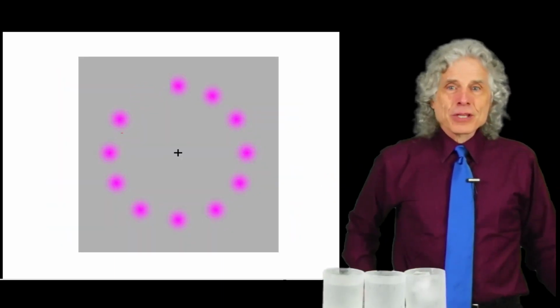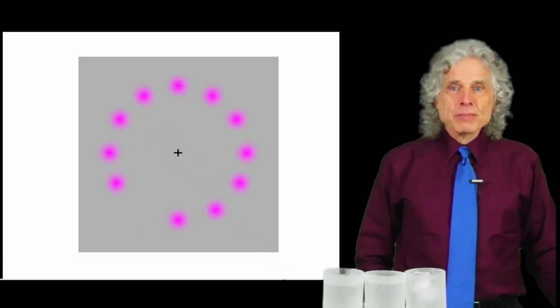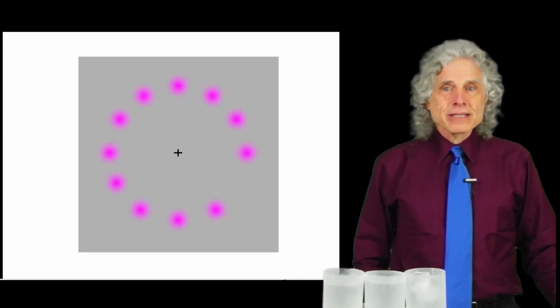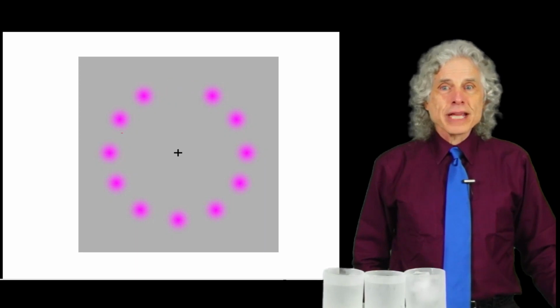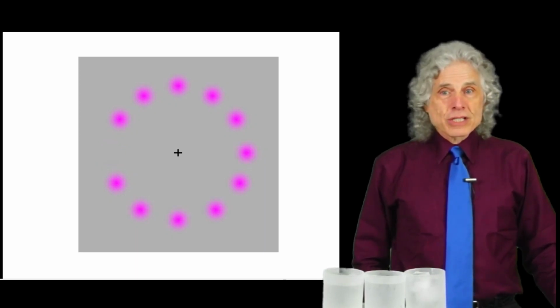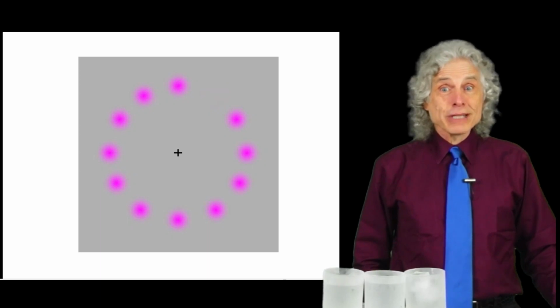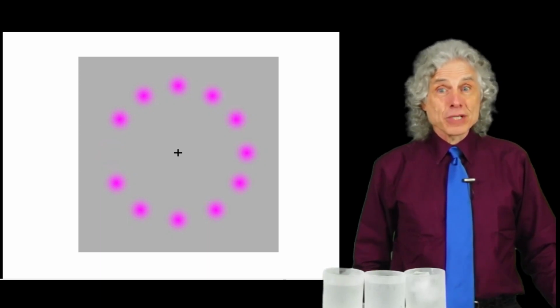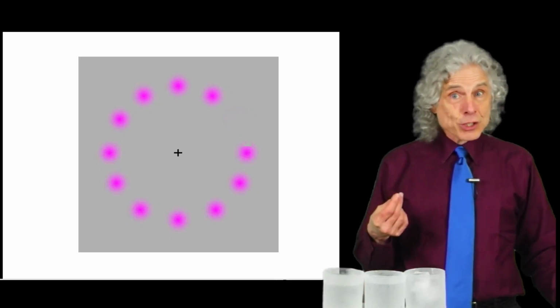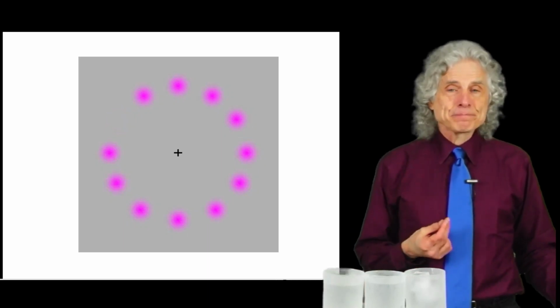This is another example that I like, which doesn't take much time to demonstrate. Stare at the cross in the center. You should see a rotating green spot, which is in fact a rotating nothing. The only thing that corresponds to that green spot is the absence of magenta. The green color is a product of habituation and opponent process circuitry.